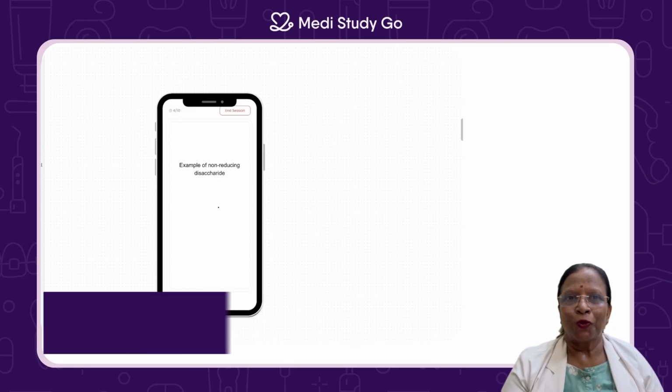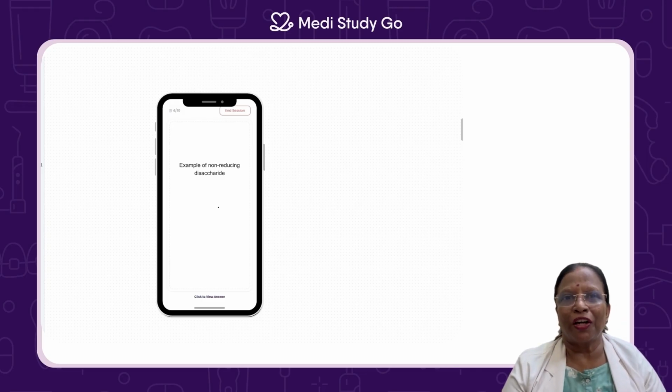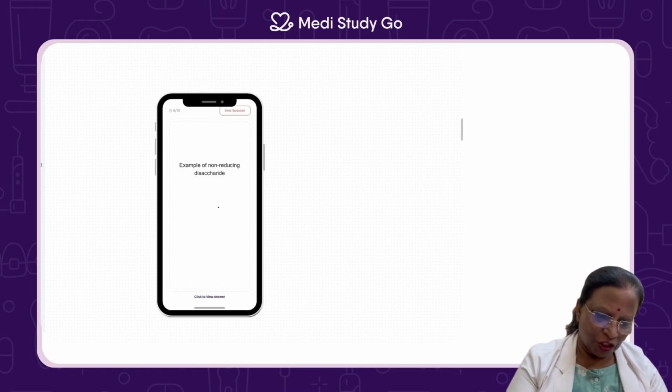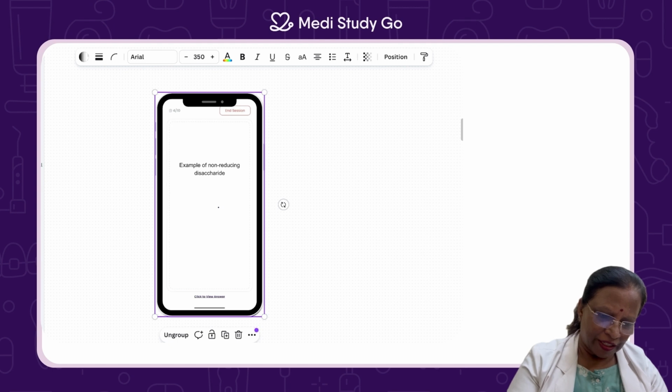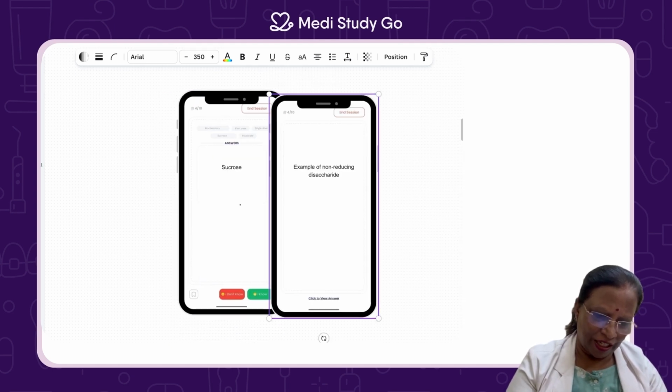Before we go to the third class, let us just try to recapitulate what was done in the previous part. Example of non-reducing disaccharide. Can you guess that? Yes, it is either D-sucrose or it is trehalose. Let's see what answer is given here.